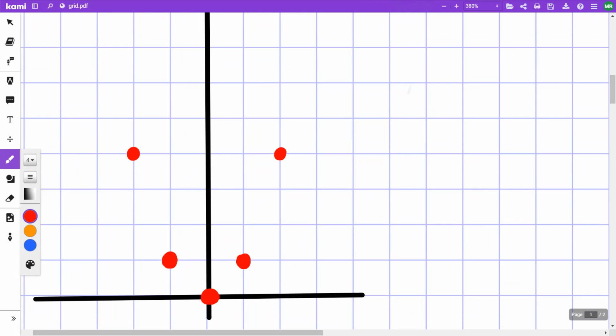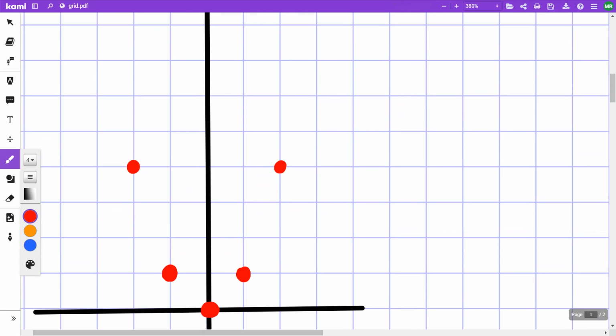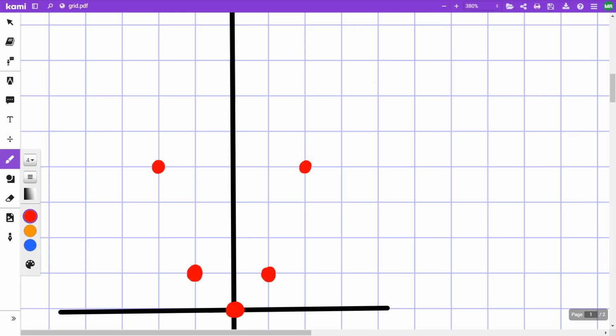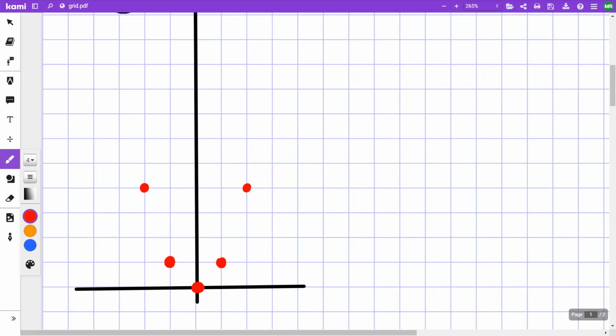So that's 4, 5, 6, 7, 8. Need to shrink it down a little bit. Okay. So that's 4, 5, 6, 7, 8, 9. So again, I went 1, 1, 2, 4, 3, 9. And then I am going to connect these points with a curve. And that is my parabola.